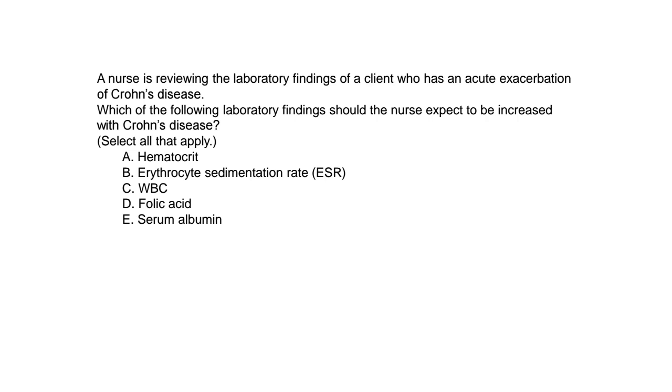Okay, the correct answer is ESR and white blood cells. The other ones, hematocrit may or may not be increased, but definitely our inflammatory markers, erythrocyte sedimentation rate and white blood cells. Hematocrit may be low if there's blood loss. And that's it.